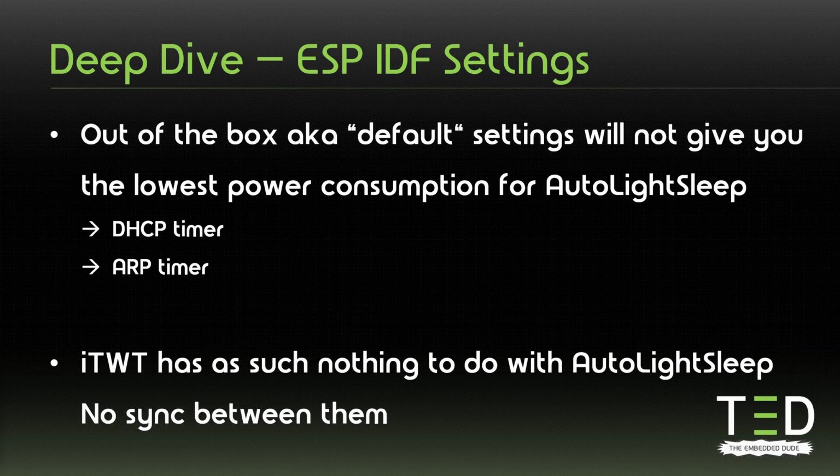Another point is that individual target wake time has as such nothing to do with auto light sleep. So they are not synced, meaning we can easily go into an auto light sleep without using individual target wake time, and vice versa. So these are two different concepts that you and your code have to match timing-wise. I hope in the future that Espressif would give us some handle when the individual target wake time has expired, to also start the application code. Let me show you how it looks with the default settings for the DHCP and ARP timer.